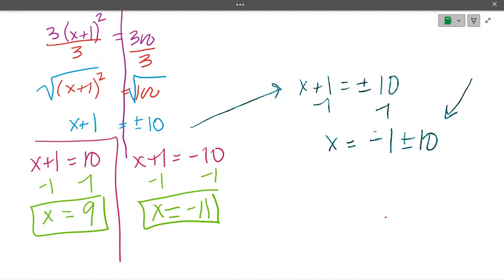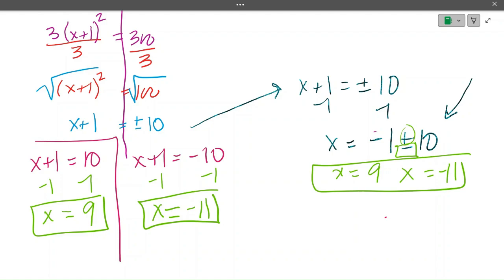Now, if we didn't want to write all of this out, because some of us do not enjoy writing things out, we can do this in our head, and here's how we would do it. We would say negative 1 plus 10 is 9, and negative 1 minus 10 is negative 11. You see, you get the exact same solutions.